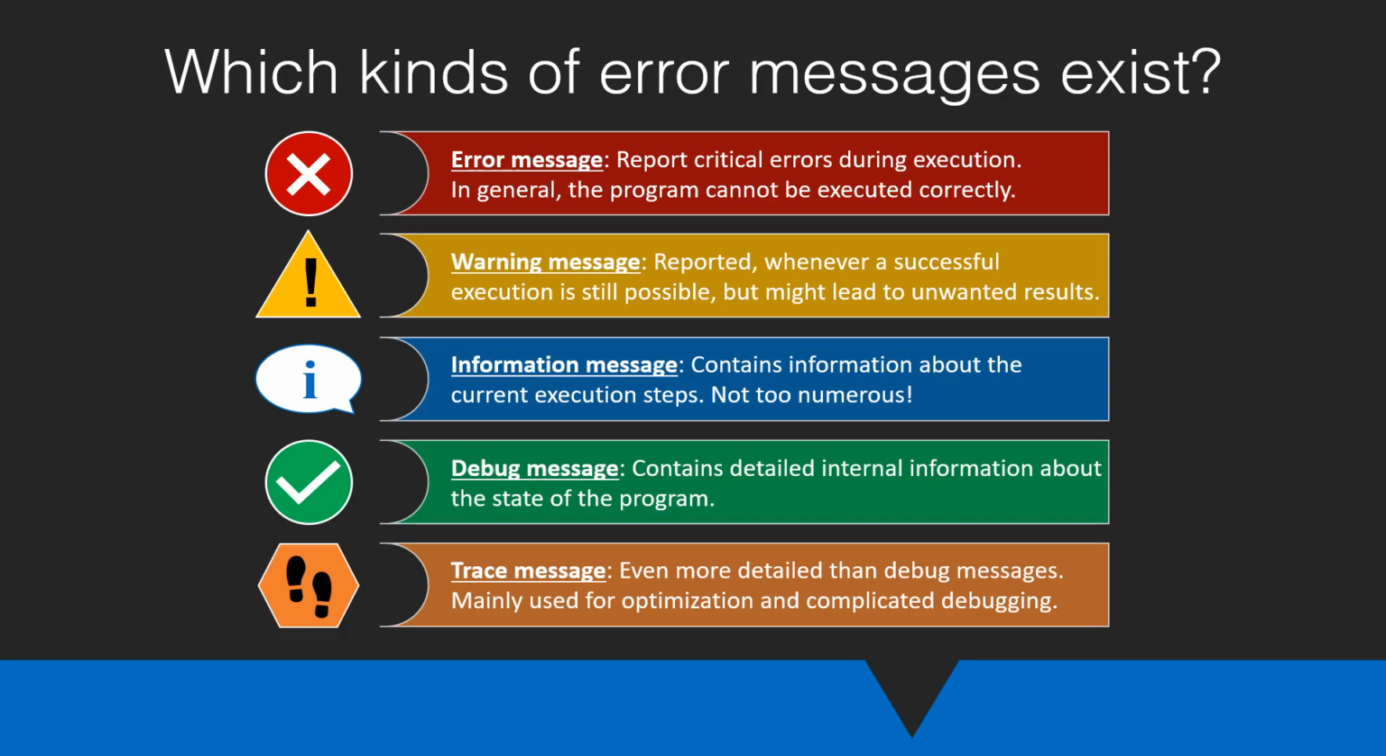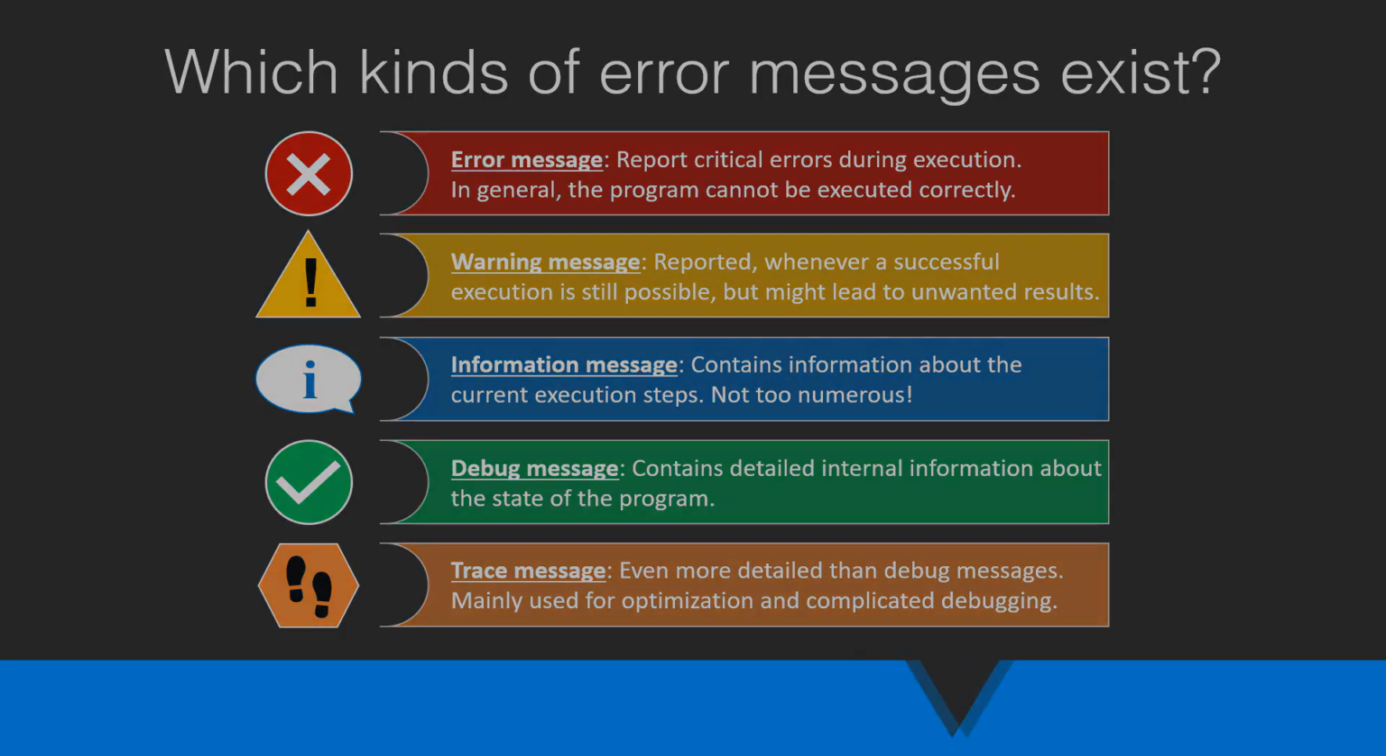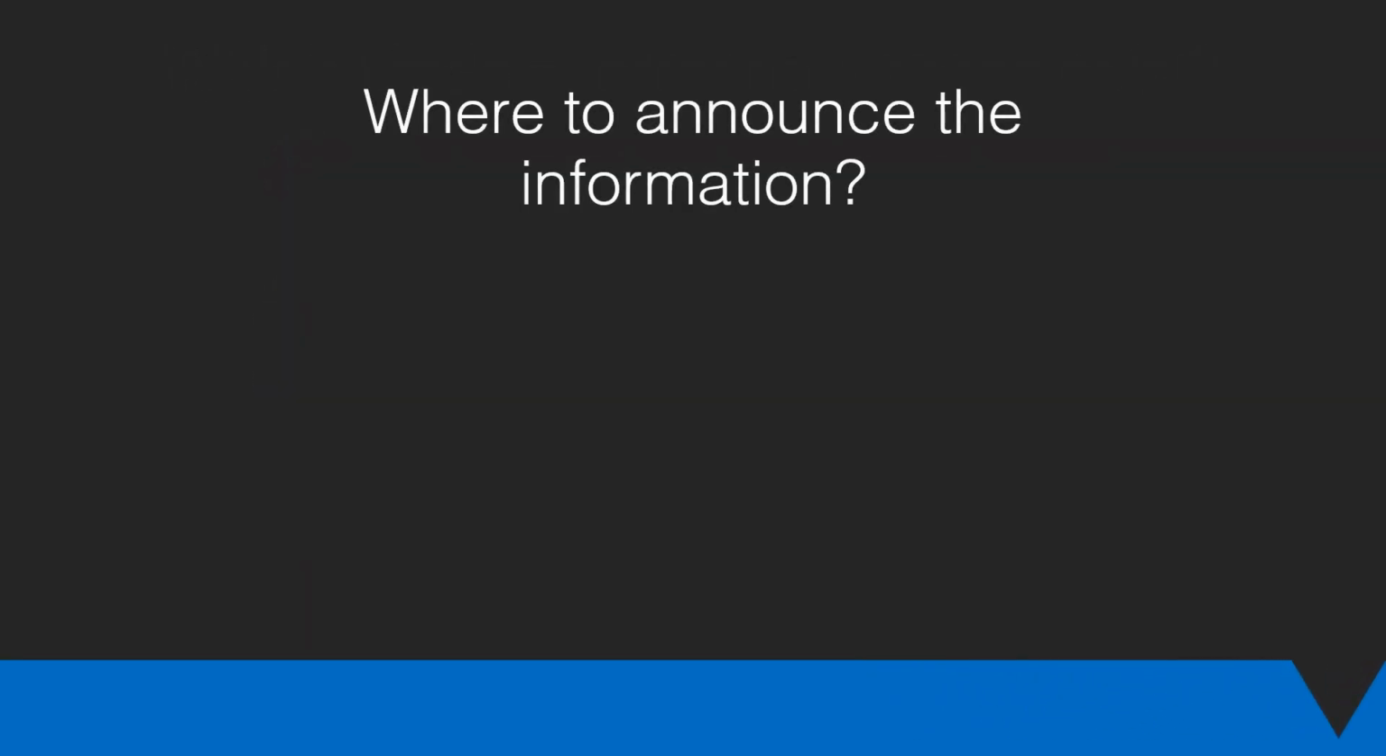MontiCore, in its default mode, provides some, but not too verbose information messages, and completely switches off debug and trace messages. Too detailed or too many warnings and information messages can pollute the output and make it harder for the user and developer to find the relevant information. Thus, it is important to decide where to announce the information.